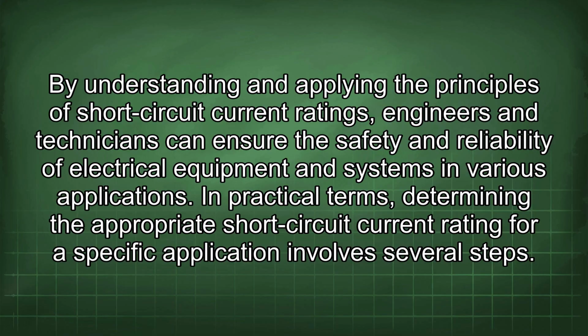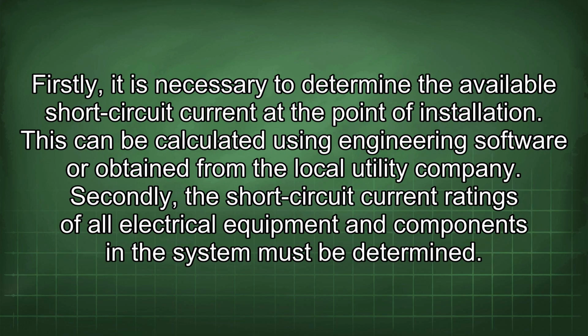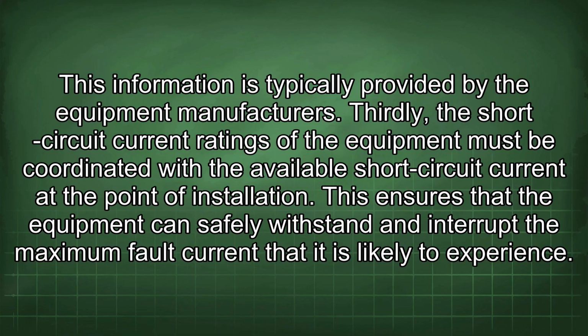In practical terms, determining the appropriate short-circuit current rating for a specific application involves several steps. Firstly, it is necessary to determine the available short-circuit current at the point of installation. This can be calculated using engineering software or obtained from the local utility company. Secondly, the short-circuit current ratings of all electrical equipment and components in the system must be determined. This information is typically provided by the equipment manufacturers.